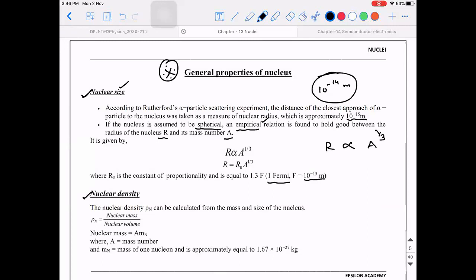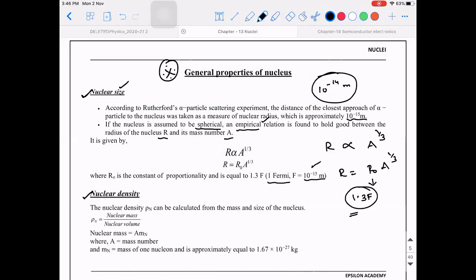You can get 1 mark questions, which are problems based on this concept. So the radius of a nucleus is directly proportional to what? Cube root of the mass number. If you remove the proportionality symbol, the constant that we introduce is r naught into a power 1 by 3, where this r naught is going to be 1.3 Fermi. Where 1 Fermi is what? 10 power minus 15 meter.